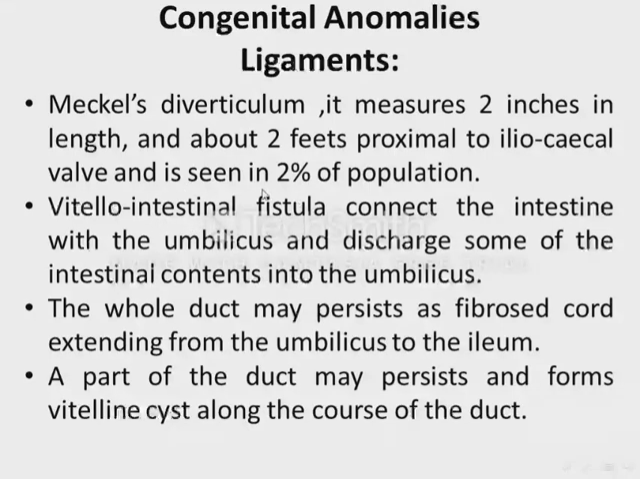Vitellointestinal fistula may appear and connect the intestine with the umbilicus and discharge some of the content to the umbilicus. The whole duct may persist and be fibrosed, forming a fibrous cord extending from the umbilicus to the ileum. Part of the duct may persist, forming vitelline cysts along the course of the duct. So the congenital anomalies of the duct are Meckel's diverticulum, vitellointestinal fistula, fibrosed cord, and vitelline cyst formation.